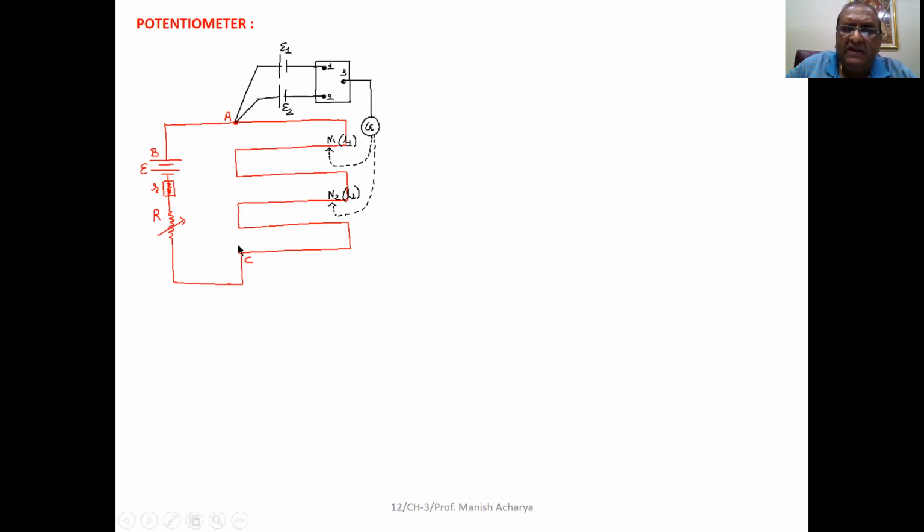Then between A and C, here a battery with internal resistance r and a resistance box, or we can say the rheostat, is connected to control the current in the circuit. So this particular circuit, that is known as potentiometer circuit. Clear up to this one?